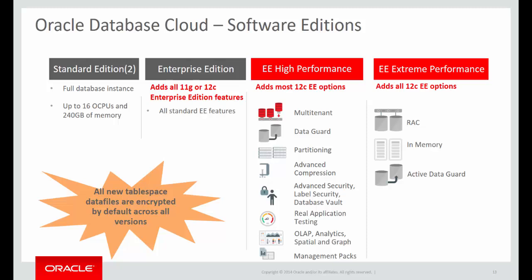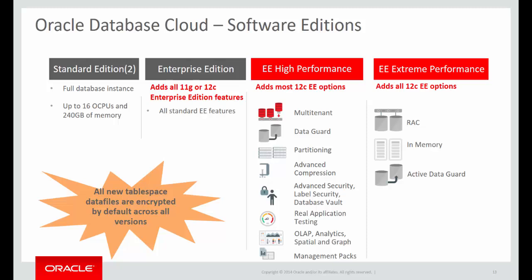Let's now take a look at the editions of our Oracle Database Enterprise Cloud Service. To start off, we offer Standard Edition, and Standard Edition can be brought up in either an 11g R2 or 12c instance. You have a choice of all the way up to 16 CPUs and 240 gigabytes of memory per Standard Edition instance. Next are our Enterprise Editions. To start off, we have regular Enterprise Edition, and this again can be brought up in 11g R2 or 12c and includes all the standard Enterprise Edition features.